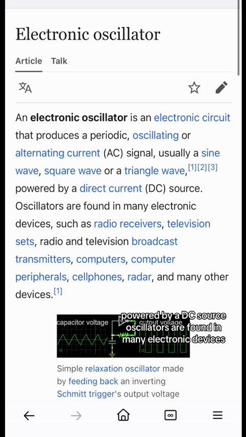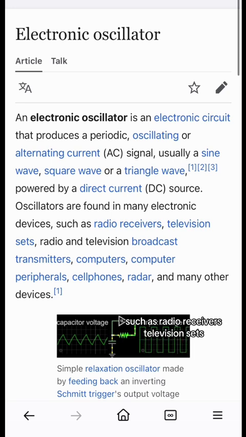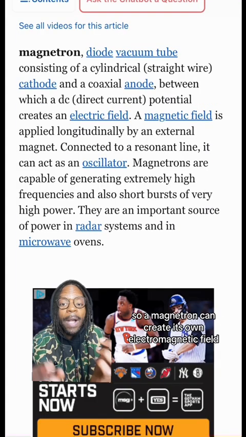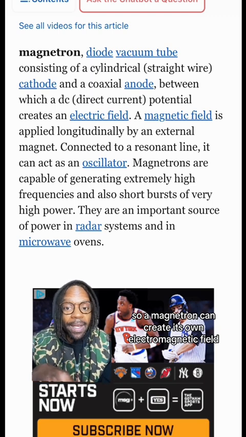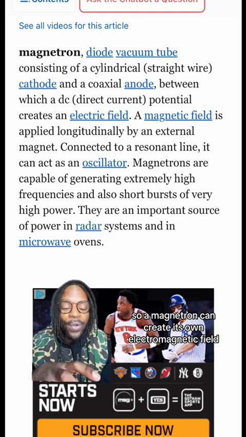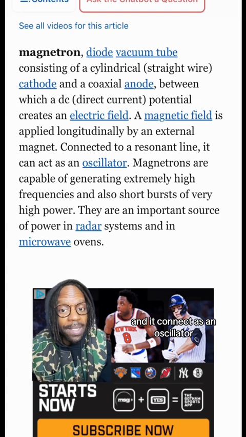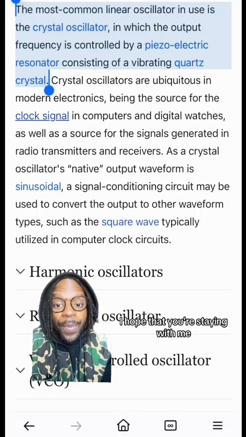Oscillators are found in many electronic devices such as radio receivers, television sets, radio and television broadcast transmitters, computers, and so forth and so on. So, a magnetron can create its own electromagnetic field and it can act as an oscillator. I hope that you're staying with me.